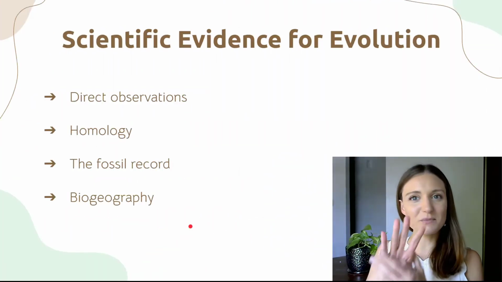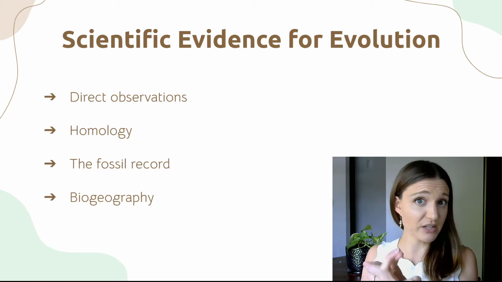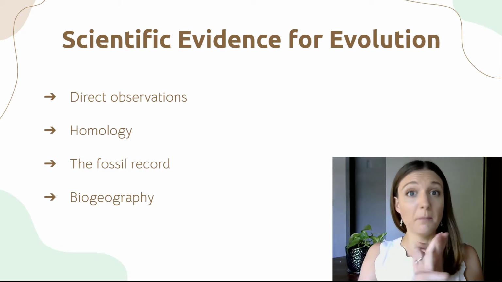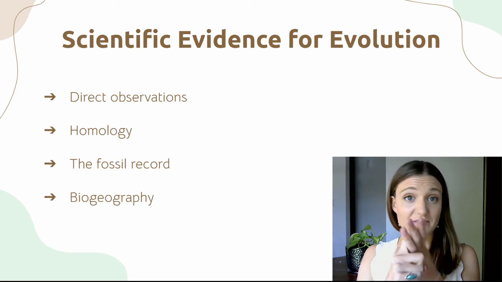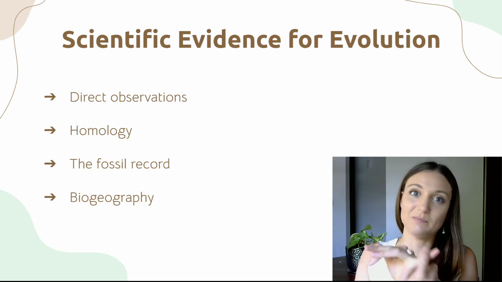All right, so our four main lines of scientific evidence. We have direct observations. We've documented this happening in real time. Homologous structures. There's evidence in the fossil record, and we have evidence based on the science of biogeography.